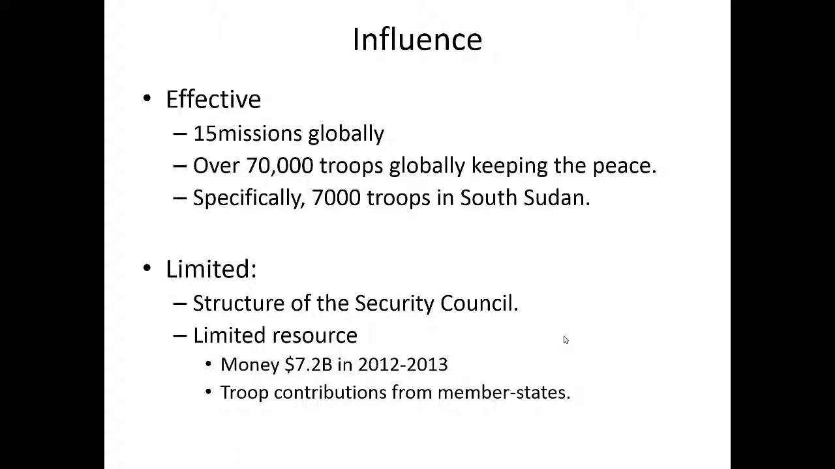However, peacekeeping is also limited by resources. The UN is entirely dependent on contributions from member states. It's dependent on financial contributions, and you can see it had $7.2 billion to spend on peacekeeping in 2003. It's also dependent on troop contributions. So even if the Security Council does pass a resolution requiring up to, let's say, 25,000 troops for a peacekeeping mission in Syria, if member states don't offer up their troops, there will be no peacekeeping.